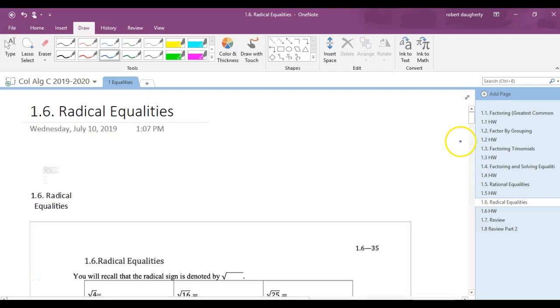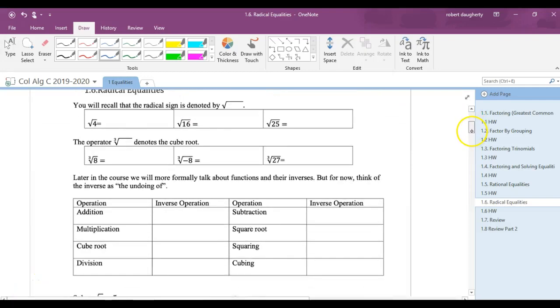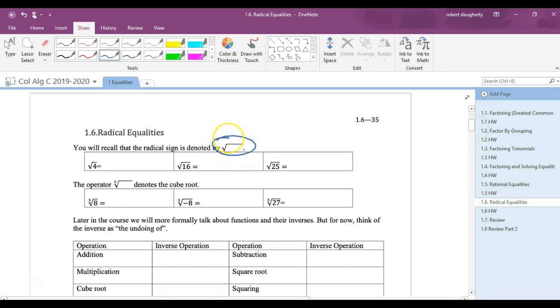So let's start out just talking a little bit about a radical. A radical is this sign that you see right here. That's a radical sign, okay? If you see it by itself, it means square root, okay? If you see it like this, that means what root? That means the cube root, okay?